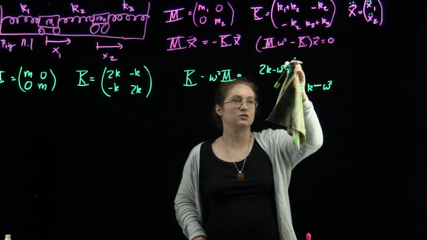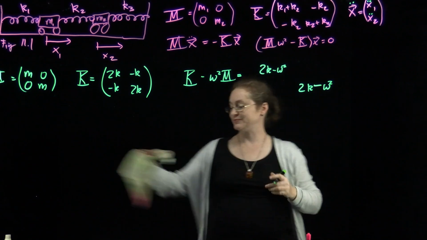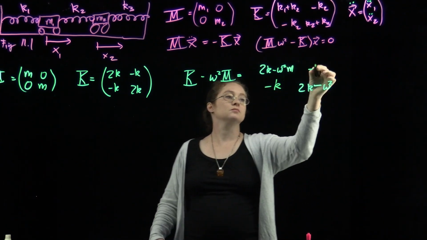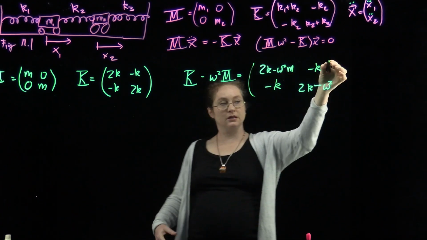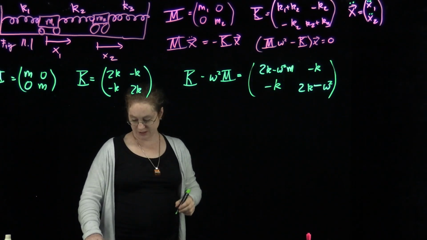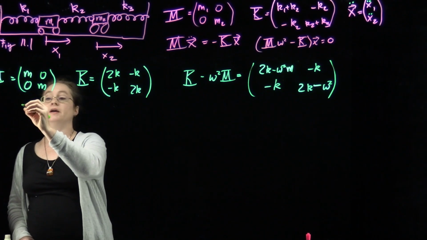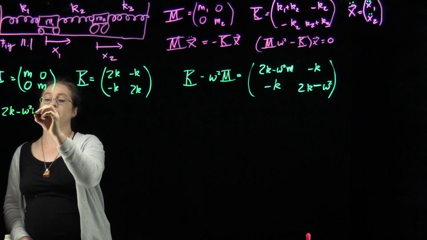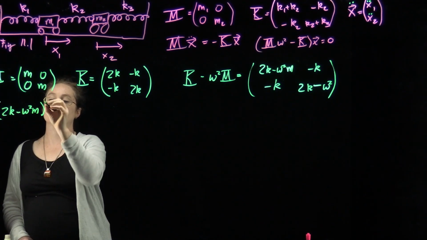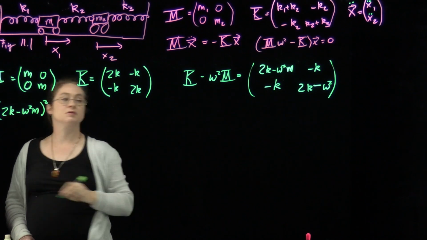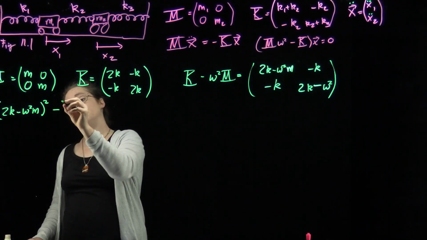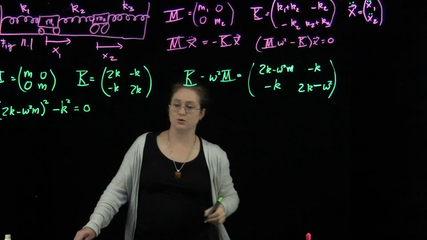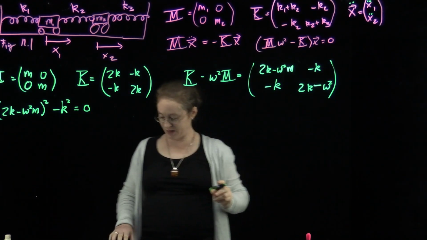Somehow I still manage to make typos even when I'm writing. And then when we take the determinant of that, we get (2k minus omega squared m) quantity squared, minus k squared, and this is equal to 0. So we can solve this for omega squared.